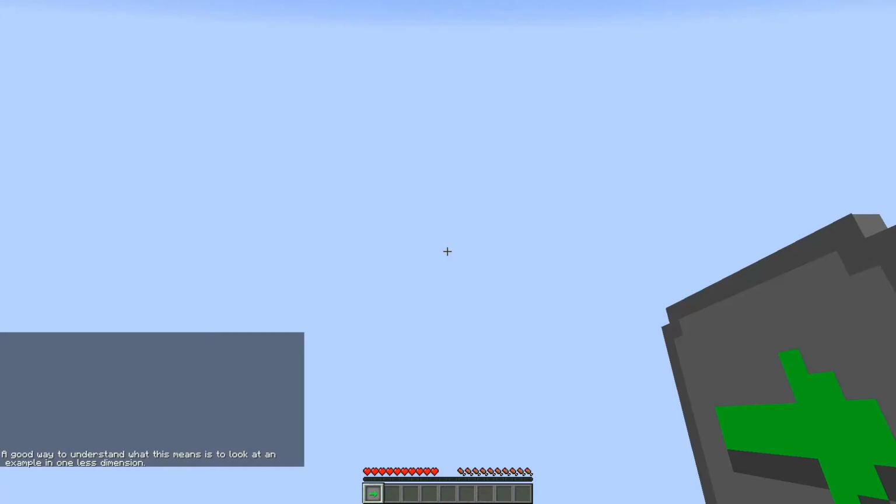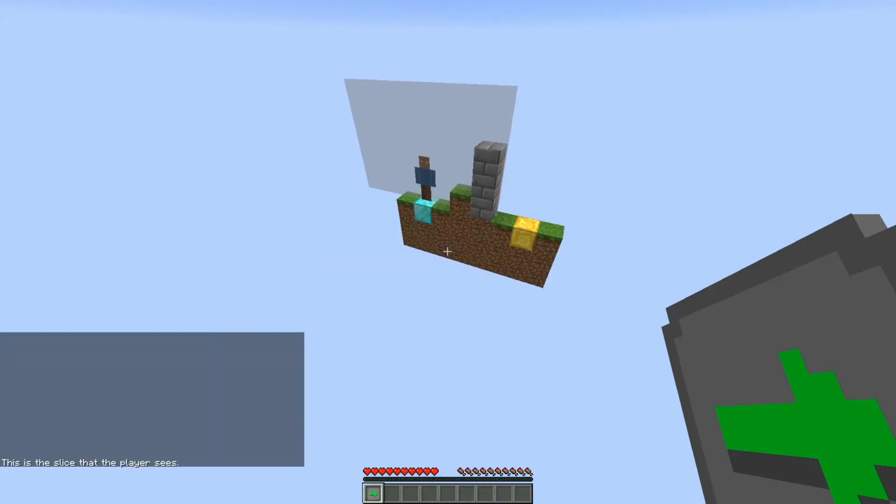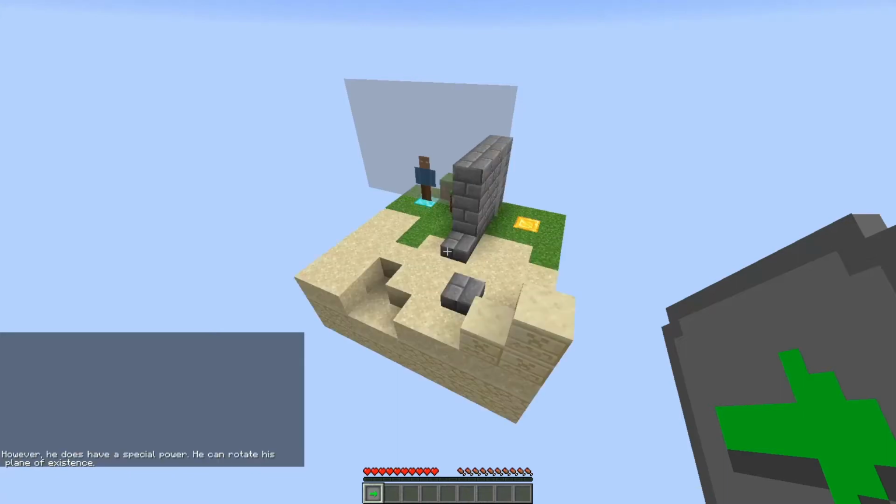A good way to understand what this means is to look at an example in one less dimension. Take this 3D world and this player. The player's goal is to reach the gold block. The problem is the player is a 2-dimensional character that lives in a 2-dimensional plane. Because of this, he cannot see the whole world at once. He can only see a slice of it. This is a slice that the player sees. To him, there is no way that he can get past that wall.